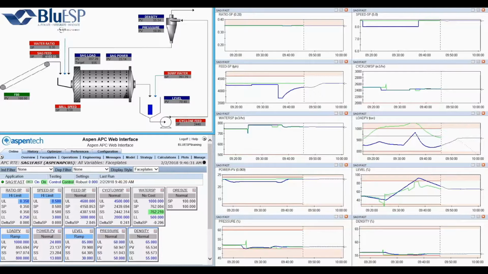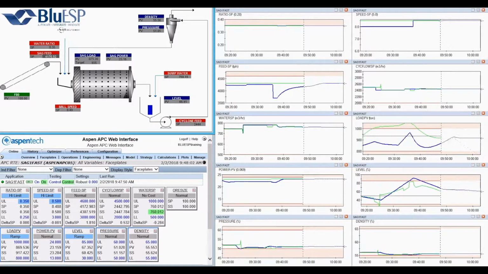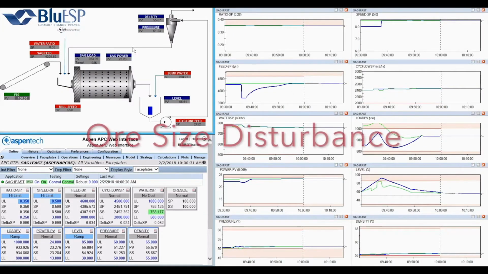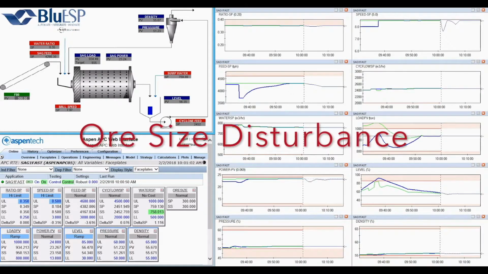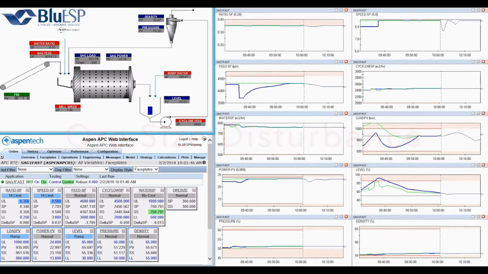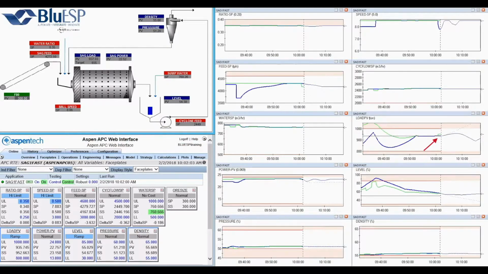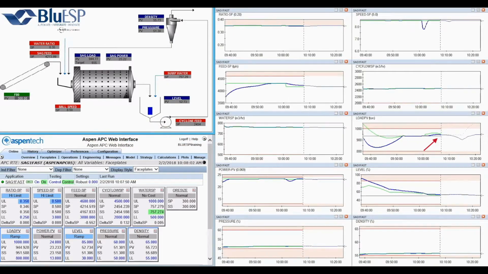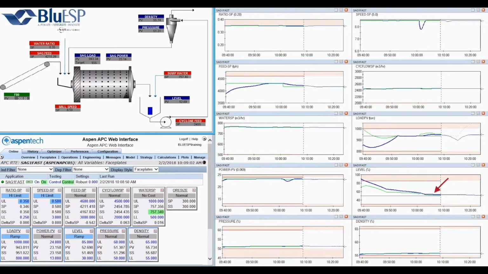The mill stabilizes, and a new ore feed size disturbance is introduced. This time, it is an increase in the ore size distribution, leading to the mill load increasing. The RTC&O changes the mill speed and feed to reject the disturbance. The actions taken by the technology to reject the disturbance do not affect the sump level as it did in manual operation, leading to a consistent cyclone pressure.